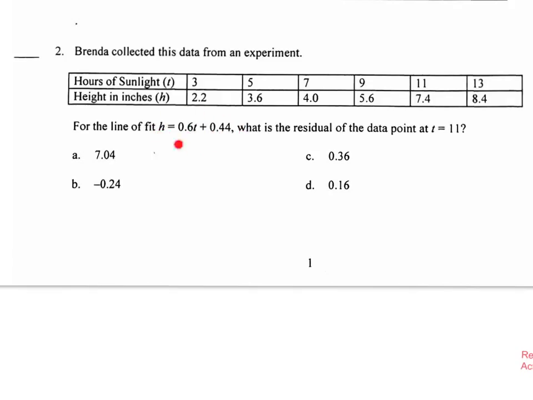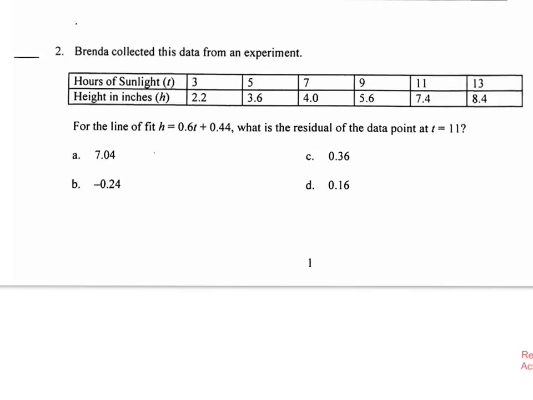Now you need to remember that a line that best fits gives you your predictions, right? So let's say I wanted to find out how tall this plant would be after not 3 hours, not 5 hours, not 13, let's say 100 hours of light. I would take 100 and plug it in right here where the t is. With my calculator, I'd multiply it by 0.6 and then add 0.44, and that would give me my prediction of how tall it would be after 100 hours of light.